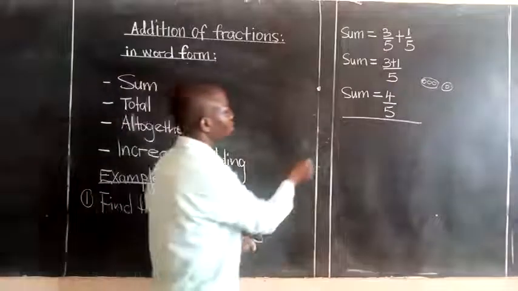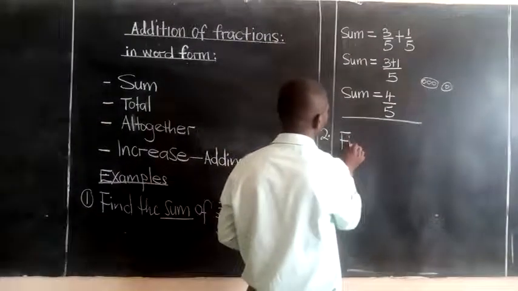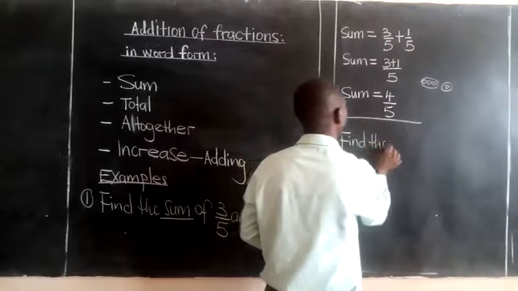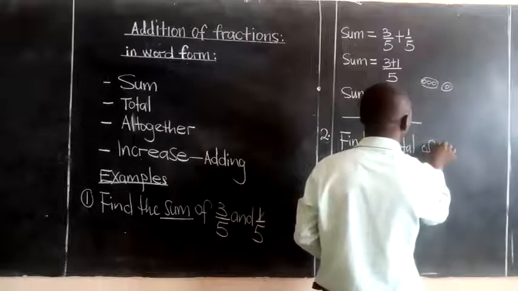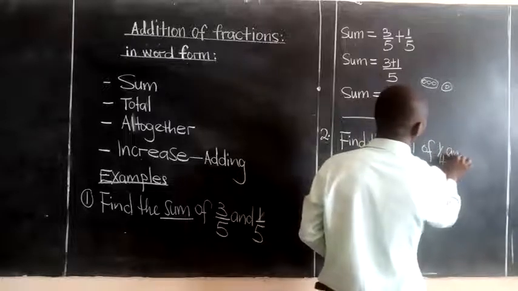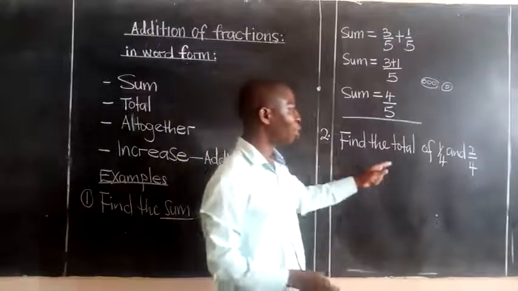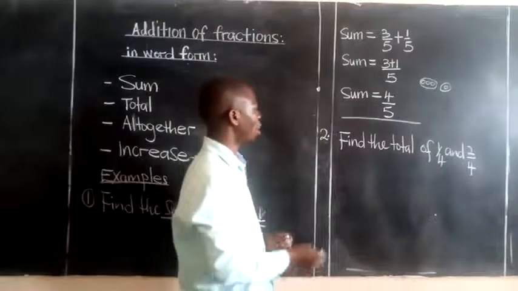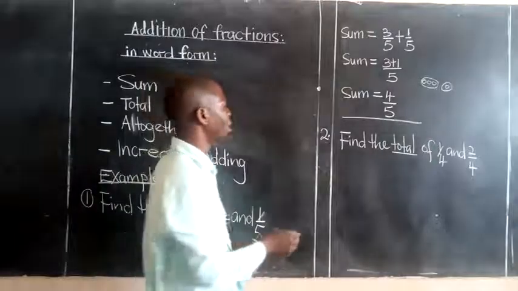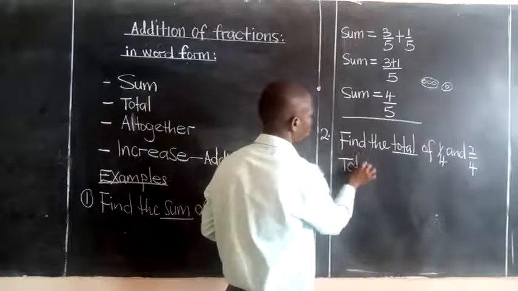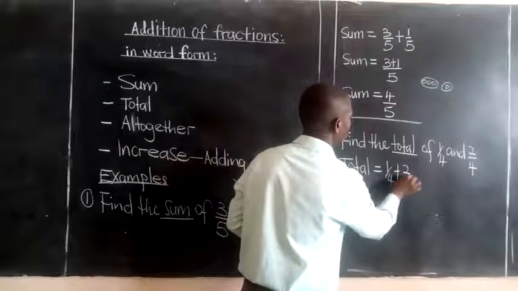Let's have example 2. They may still say find the total. Find the total of a quarter and 2 quarters. In other words, add a quarter and 2 quarters. So we are going to add. Our keyword is total. So we begin by saying total equals a quarter plus 2 quarters.